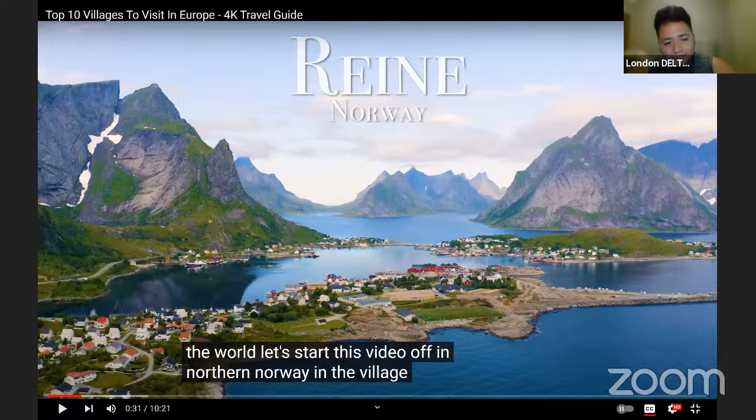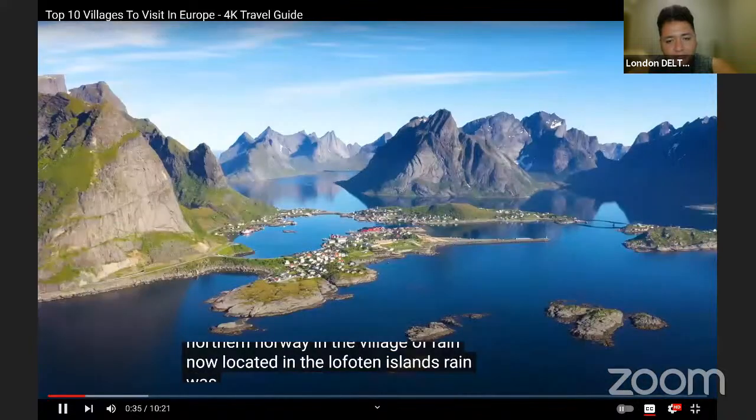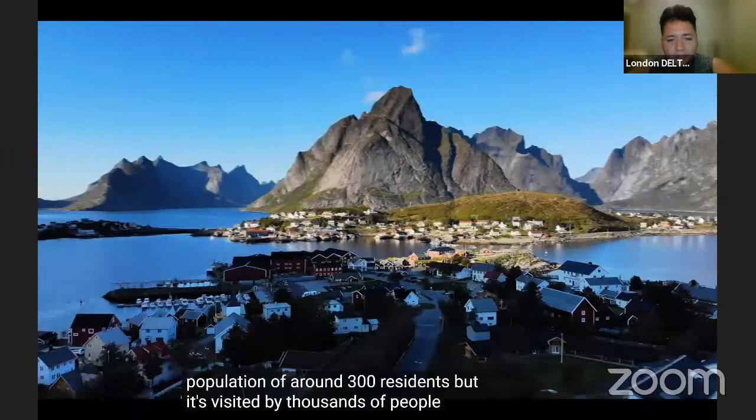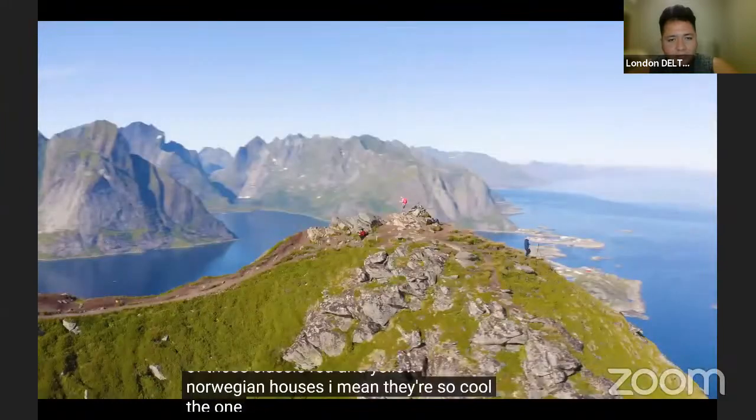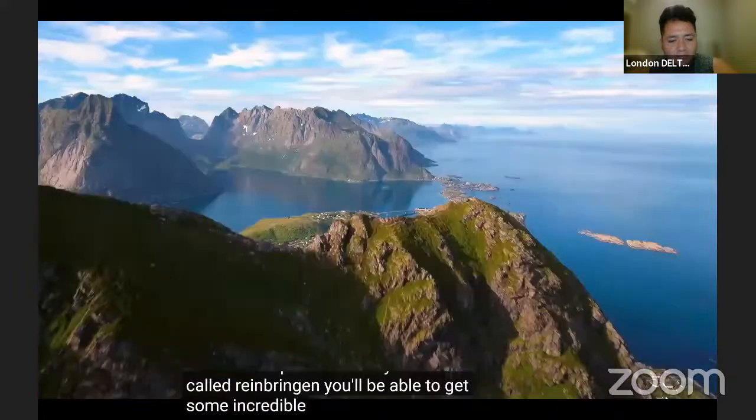in 1743 as a fishing village and trading post. Today it has a population of around 300 residents, but it's visited by thousands of people thanks to its unique beauty. I mean, I was here a few years ago and I was just blown away by its massive sea mountains that dwarf over the village. Rain is full of those classic red and yellow Norwegian houses. I mean, they're so cool. The one thing you can do while you're in Rain is hike up to the nearby mountain called Rheinbringen. You'd be able to get some incredible views over Rain and the surrounding villages. I mean, just so incredible up there.